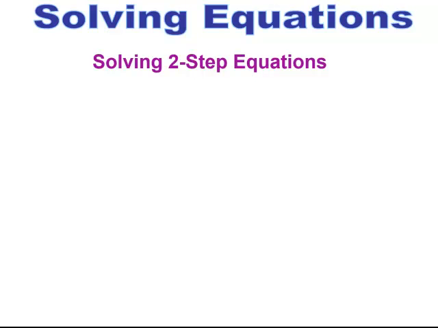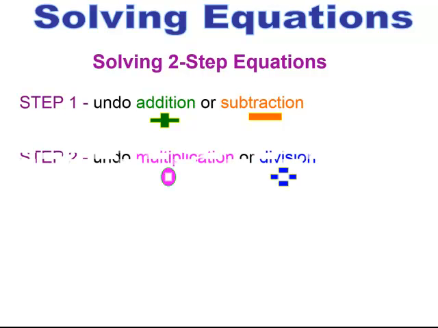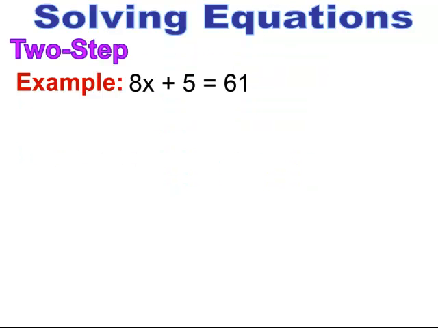Now when we're working with two-step equations, the first thing you want to do is get rid of the plus or minus. So you want to do the inverse operation if you have a plus or minus first. And then you'll deal with what's attached to the variable. So deal with the addition or subtraction first, and then do what's attached. So in this example, 8x plus 5 equals 61. I'm not going to worry about what's attached to the variable. I'm going to get rid of the plus 5 first.